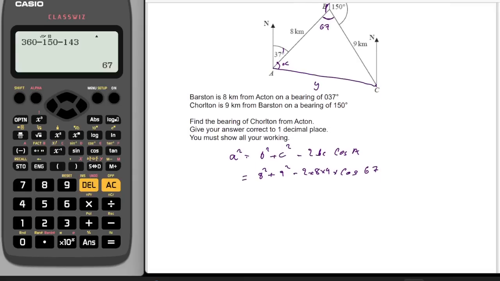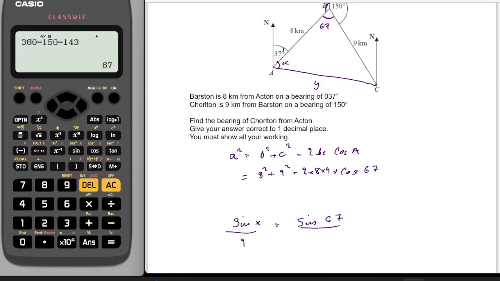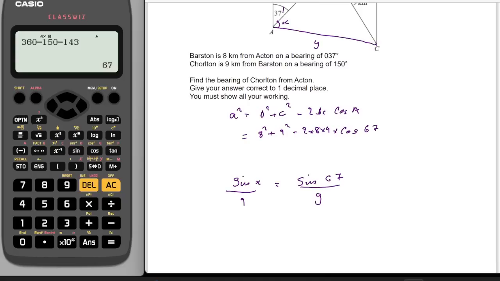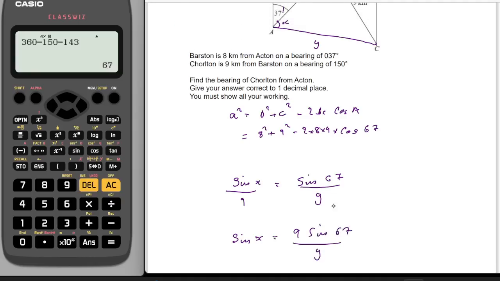And at this point, I'm also going to do my other part. So following the sine rule, sine x over 9 is going to be equal to sine of 67 over y. So sine x is going to be equal to 9 lots of sine 67 divided by y. And I'll loop back around to this.